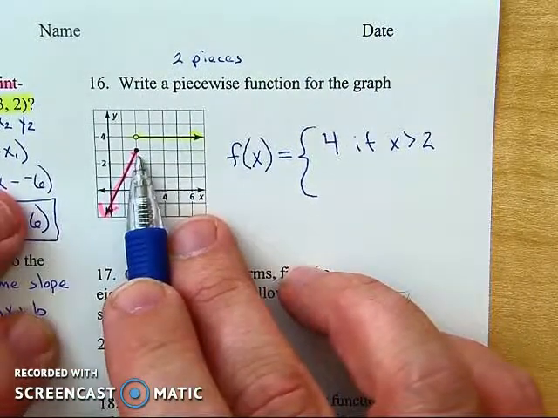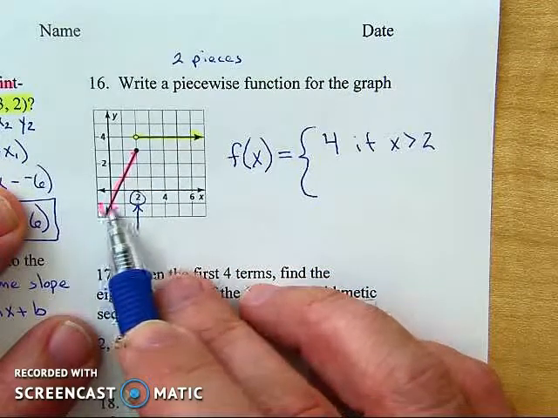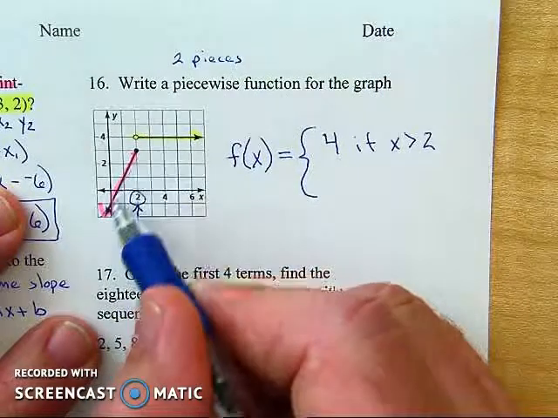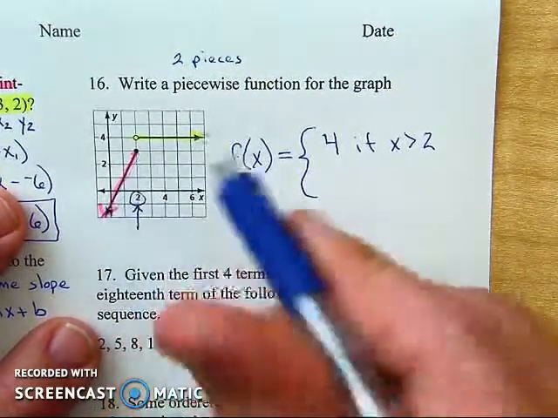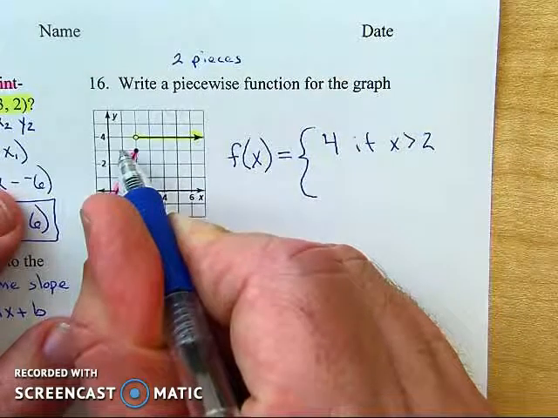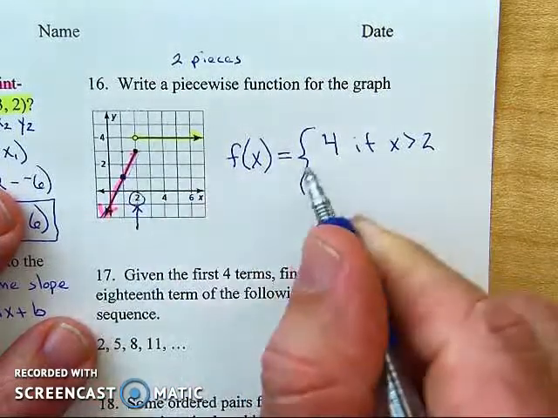Okay, so what about this part if it's not? So this line right here, even though it looks like it's going down this way, it is still read from left to right. This is a positive slope. So what is the slope? Well, pick a couple points. It's going up 2 and over 1. Up 2 over 1. So that means a slope of 2.